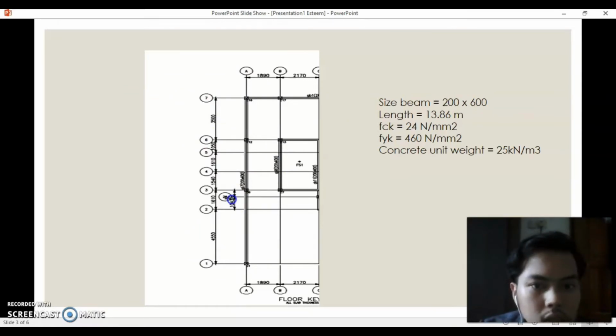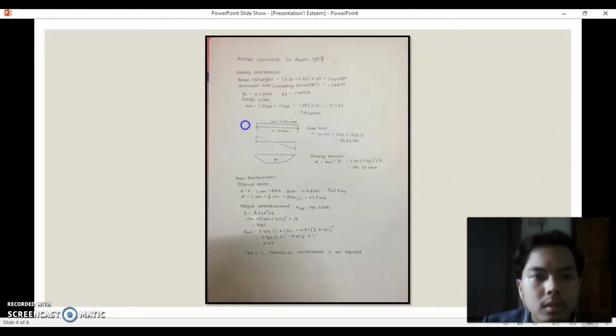I will compare the Esteem software calculation and the manual calculation, to see whether they are the same or a little bit different. My beam size is 200 times 600 mm, and the length of the beam from here to here is 13.86 meter. The given fck is 24 Newton per millimeter square, fyk is 460 Newton per millimeter square, and the concrete unit weight is 25 kilonewton per meter cube. Okay, so we proceed to the manual calculation.